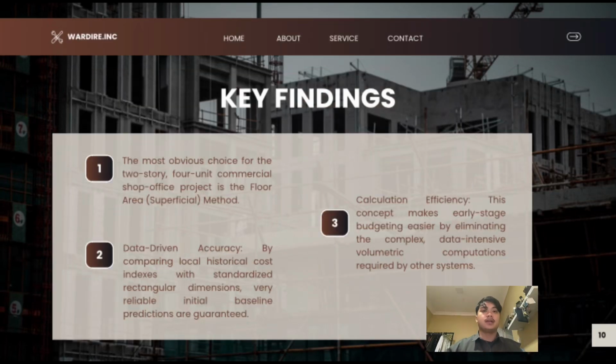So here are the key findings. Number 1, the most obvious choice for the 2-story, 4 units commercial shop office project is the floor area method. It is a very supervision method. Number 2, it's a data-driven accuracy by comparing local historical cost indexes with the standardized rectangular dimensions. It is very reliable, with initial baseline predictions guaranteed. And the last one is calculation efficiency. This concept makes early stage budgeting easier by eliminating the complex, data-intensive volumetric computation required by the other systems.